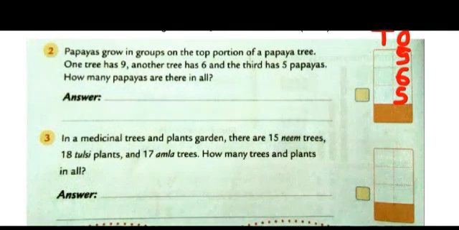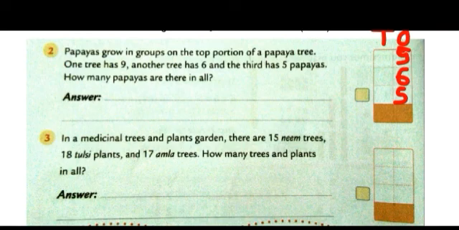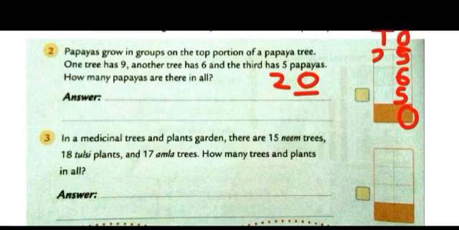Now from 15, again we will move forward 5 because we have to add 5 more. So 16, 17, 18, 19, 20. So we got the answer 20. So we will regroup it first. The 0 will be written in the ones column and 2 will be carried to the tens column.